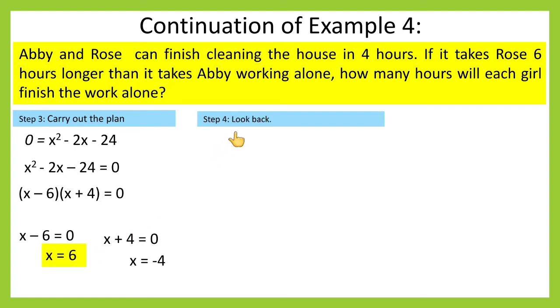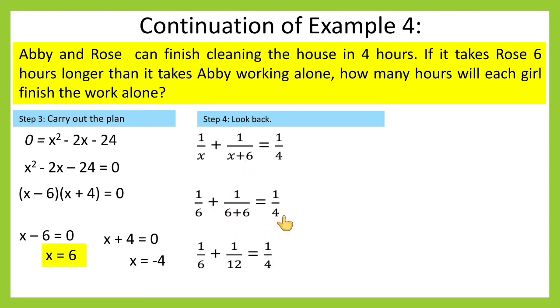Step 4 is to look back. Let's do the checking. Ang given na rational algebraic equation natin kanina is 1 over x plus 1 over x plus 6 equals 1/4. Substitute yung x, yung value ng x, which is 6, to our equation. We now have 1 over x or 1 over 6 plus 1 over x plus 6 is 6 plus 6 equals 1/4. And then, let's copy 1 over 6 plus 1 over 6 plus 6 is 12 equals 1/4.